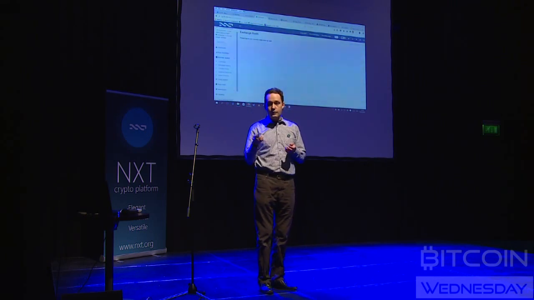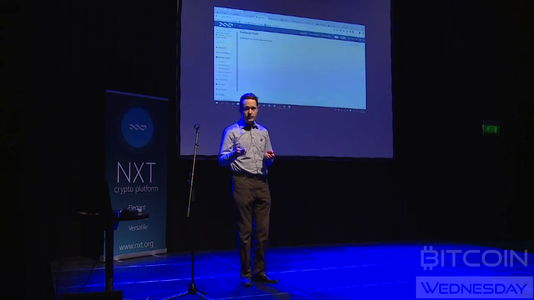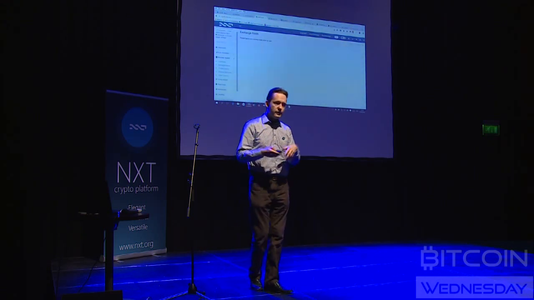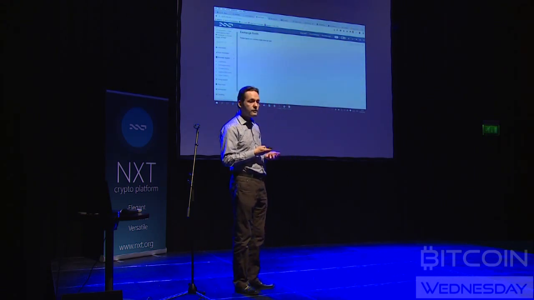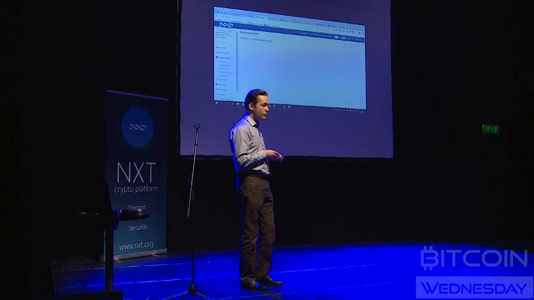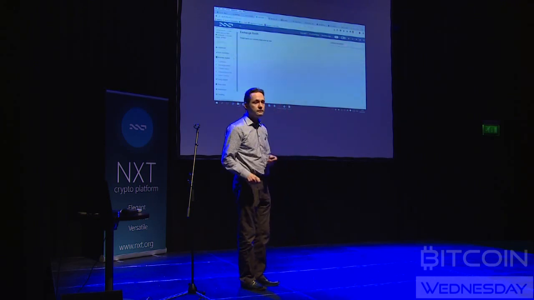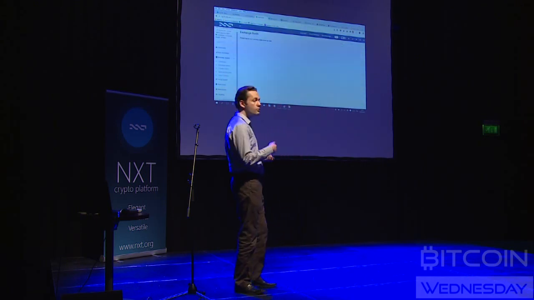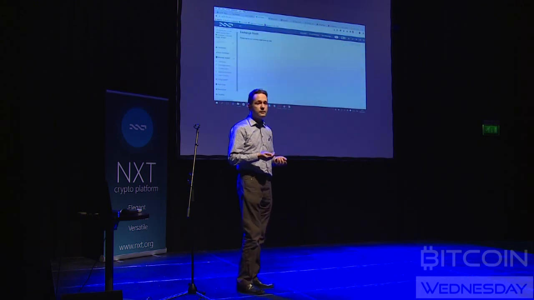The CoinJoin example is a really good one. If you want to shuffle, if you want to anonymize your Bitcoins, you need to go to a third party. You need to trust them. If you trust them and they run off, we have the same problem again. The same goes with all the exchanges, and we know that this is true.